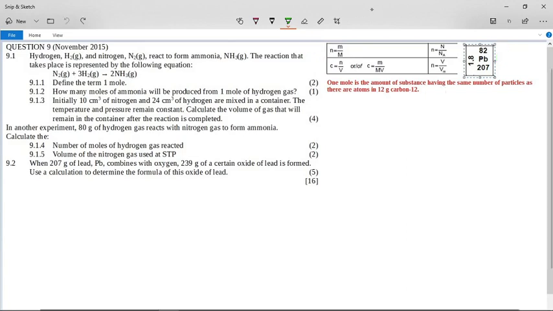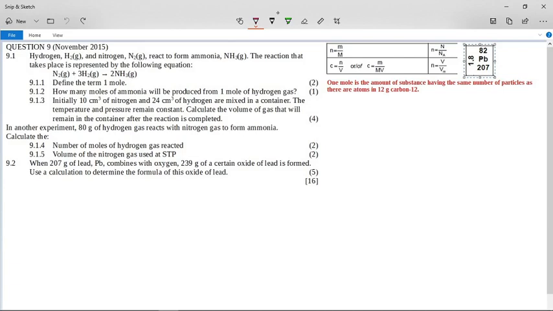the formulas. Okay, so it says to you, hydrogen and nitrogen react to form ammonia. The reaction that takes place is represented by the following equation. Okay, and this equation is balanced. You should always check your equations are balanced before you start. It says define the term 1 mole. So 1 mole is the amount of substance having the same number of particles as there are atoms in 12 grams of carbon-12.